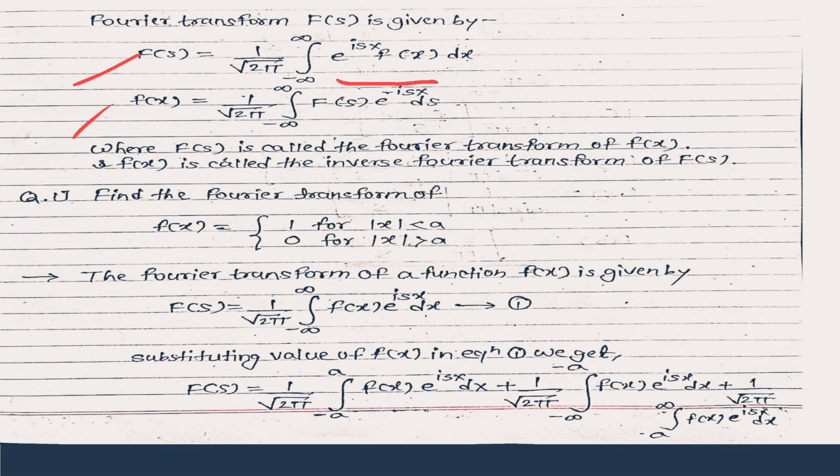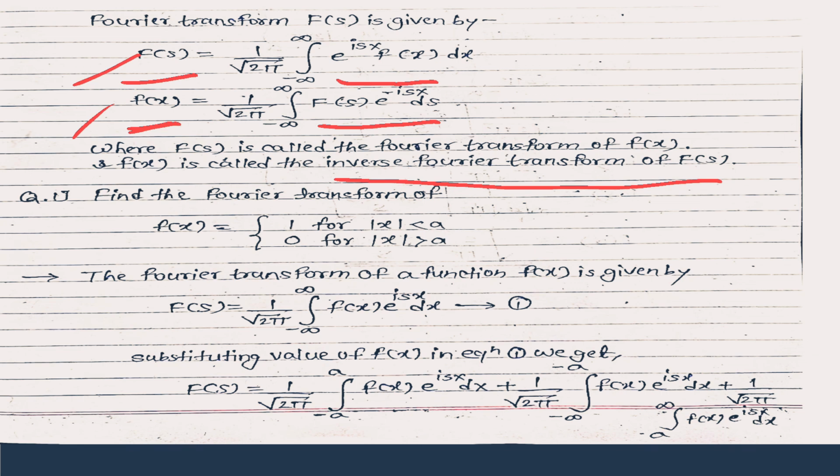Next one is f of x. f of x is the inverse Fourier transform. f of s is the Fourier transform of f of x, and f of x is the inverse Fourier transform of f of s. This is the difference between Fourier transform and inverse Fourier transform. The formula for inverse Fourier transform is equals to 1 by under root of 2 pi, integration varies from minus infinity to infinity, f of s into e raised to minus iota sx into dx.